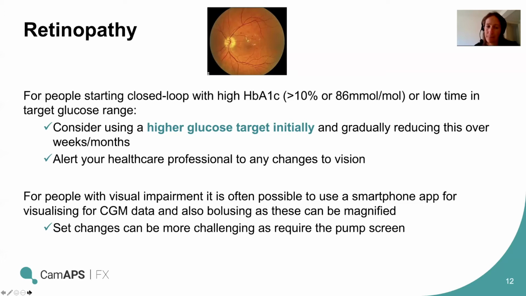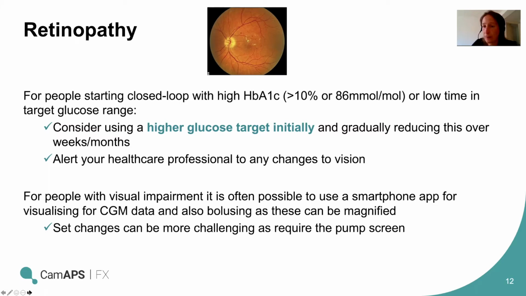If we think about people with visual impairment, often people find that with certain degrees of visual impairment, it's possible to use a smartphone app. You can often increase the size of the font on the app, or use visual support with magnifying glasses to be able to see the CGM data, and also because you're bolusing through the app here, it makes it a little bit easier as well.